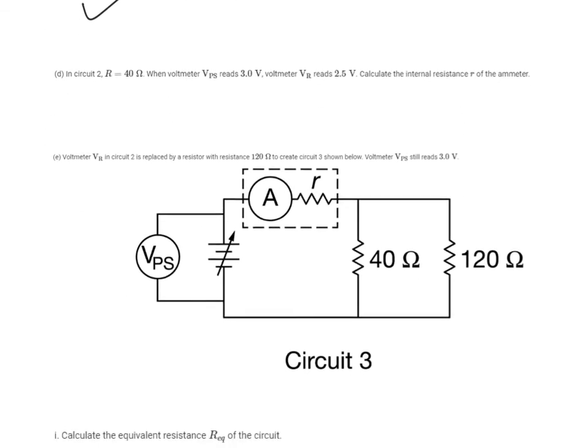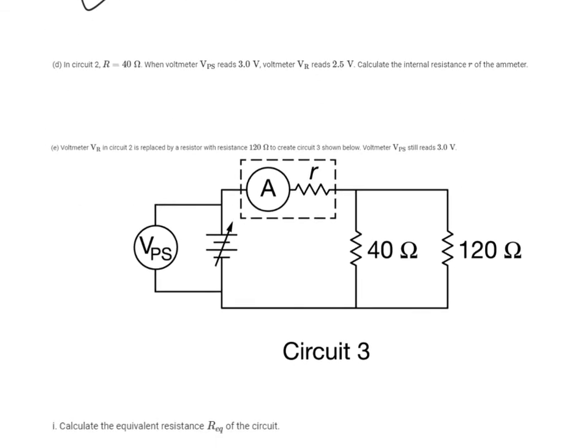Now for the workout part, it tells you that in circuit 2, R equals 40 ohms, and then it gives you the voltage across the resistor in the circuit. Then it says find the little r. So I'm going to redraw circuit 2.